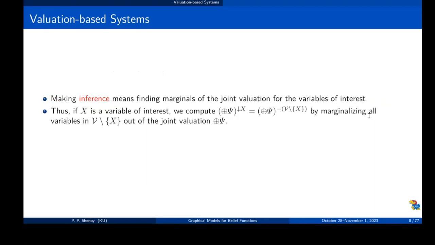So what does it mean to make inference? We have a model, and we want to make inference. Basically, we want to find marginals of the joint for the variables of interest. So you have a very large model.